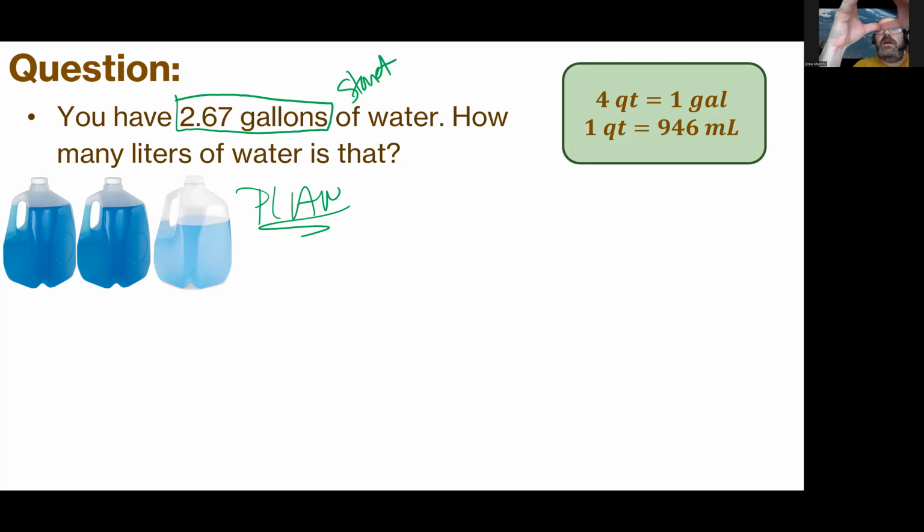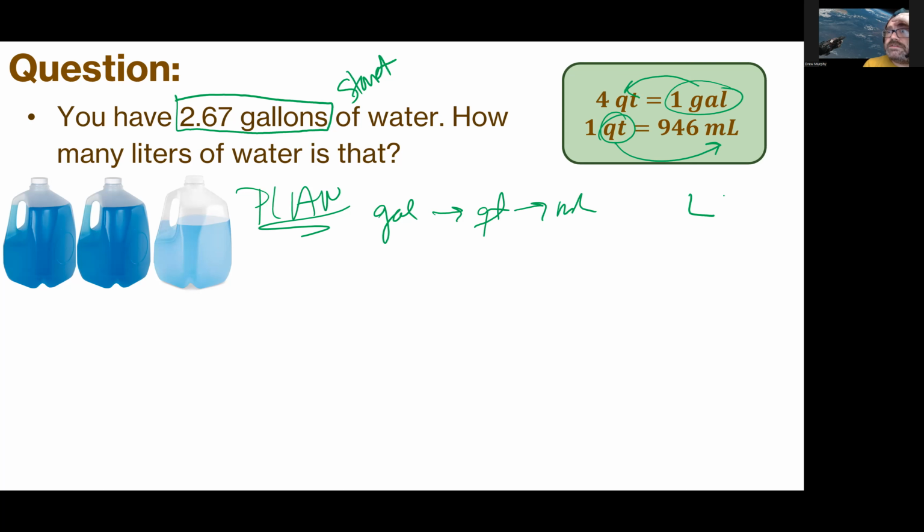Okay. Ultimately, we've got to start with gallons and we're going to end with liters. None of the conversions that we know are directly gallons to liters. But here's gallons, and we can get gallons into quarts. Once we have quarts, we can turn it into milliliters. All right, milliliters is close to liters.